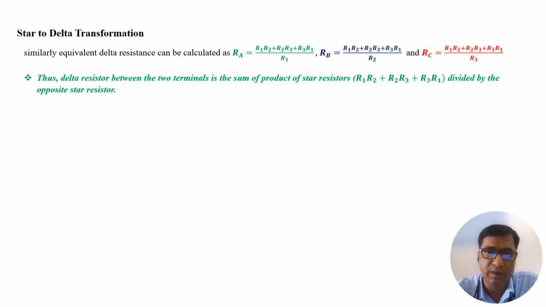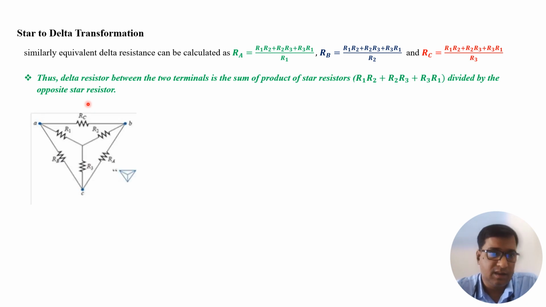We can do the reverse process, star to delta, and then the value will be this one. Here, the delta resistance between any terminal pair is the sum of products of star resistances, means R1 R2, R2 R3, R3 R1, divided by the opposite star resistance.